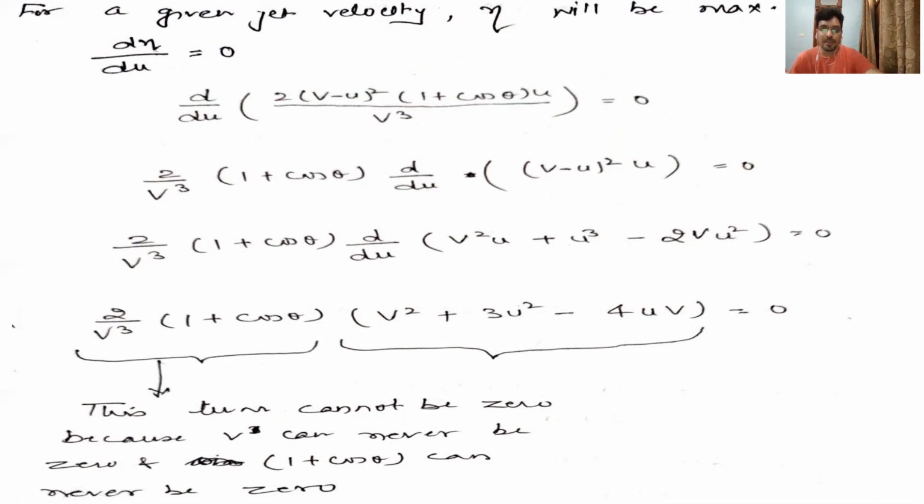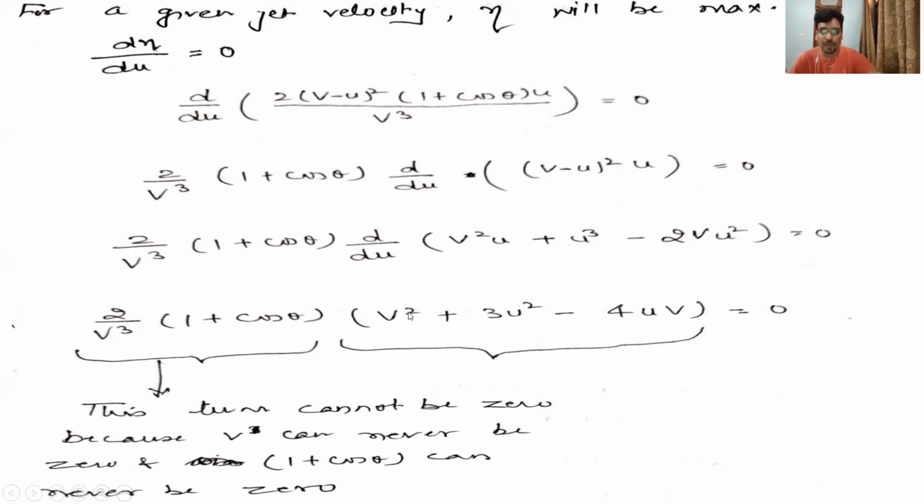And if this cos theta is 0, this 1 will always be there. So it can never be 0. So this term cannot be 0, because v can never be 0 and 1 plus cos theta can never be 0. So we have to find out the maximum value condition from this equation, and this equation we will get by differentiating this with respect to u.